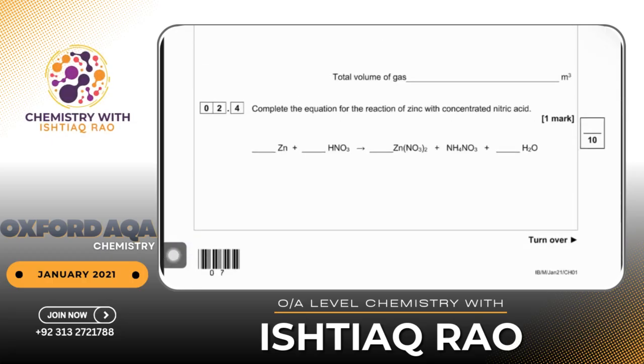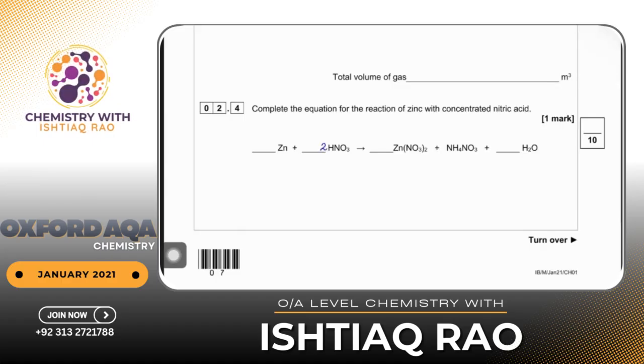Complete the equation for the reaction, balancing equation. They have given this in AQA. Hopefully it wouldn't be easy. That's why it's not a simple one. So I can say nitrate, we have two nitrate, so I can say two nitrate.